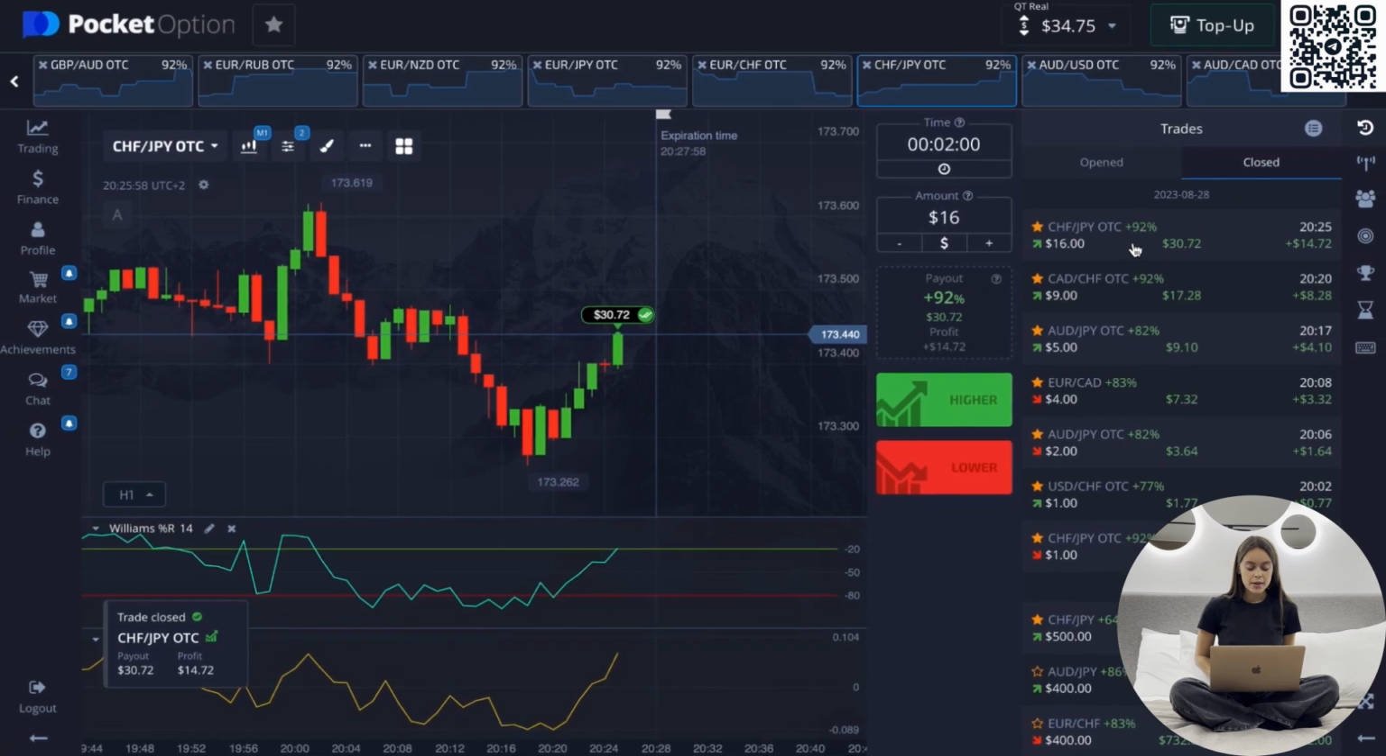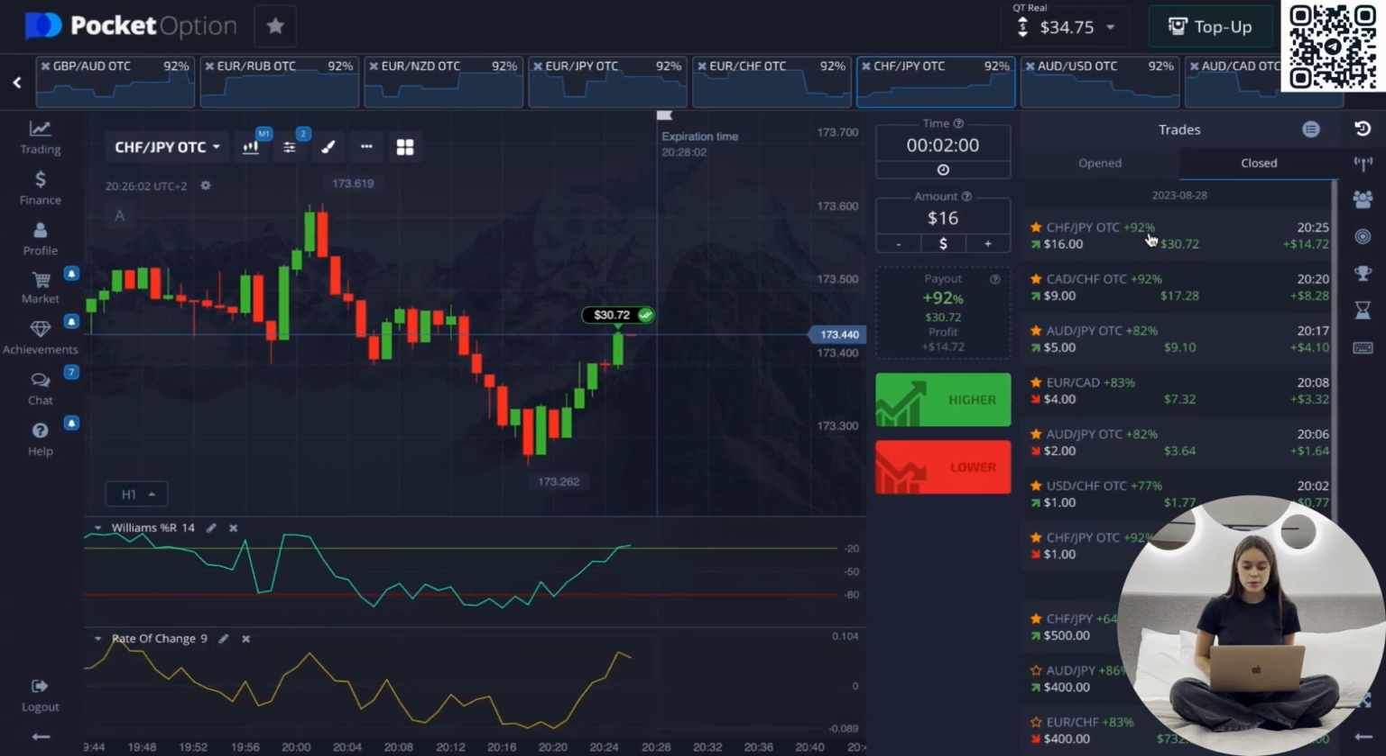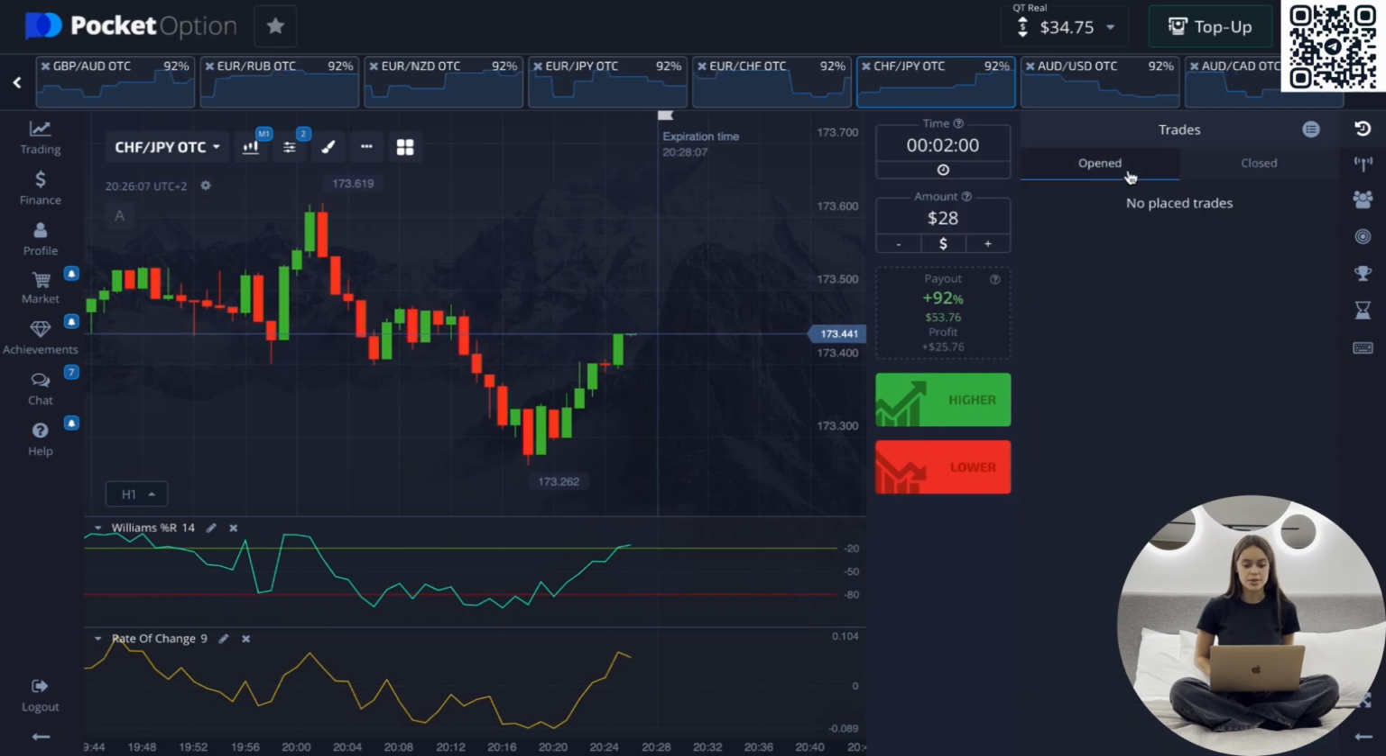Great, and another one of our deals also went into the plus. I will set the price of the next transaction at $28. We look further.